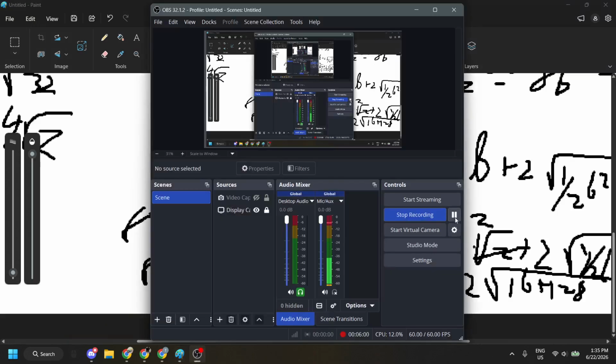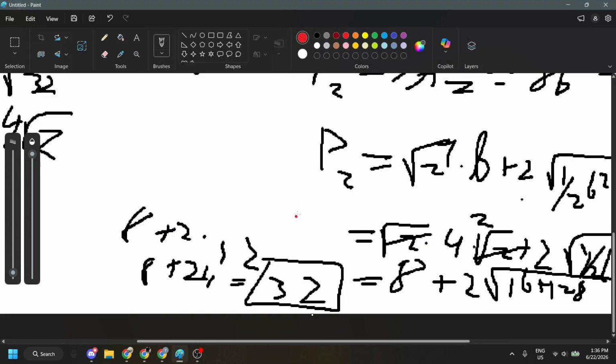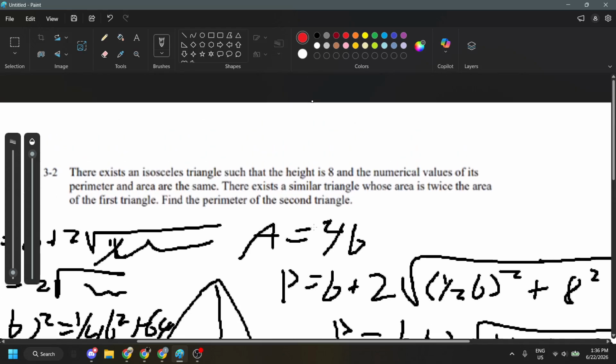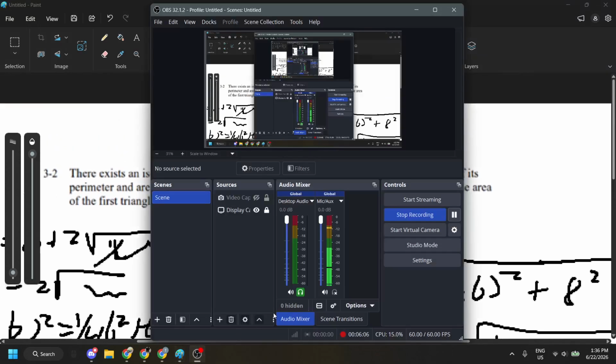Let me check. Surprisingly, I got it correct. Wow. So it was actually interesting because it seemed like it'd be easy, but it was harder than it appeared.